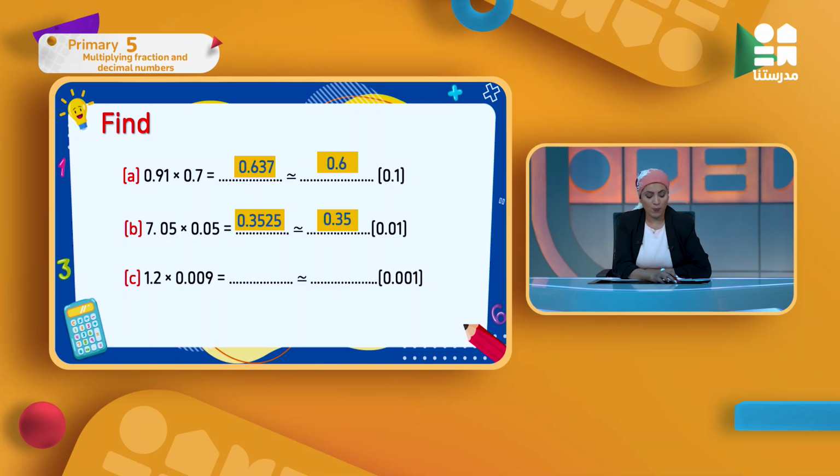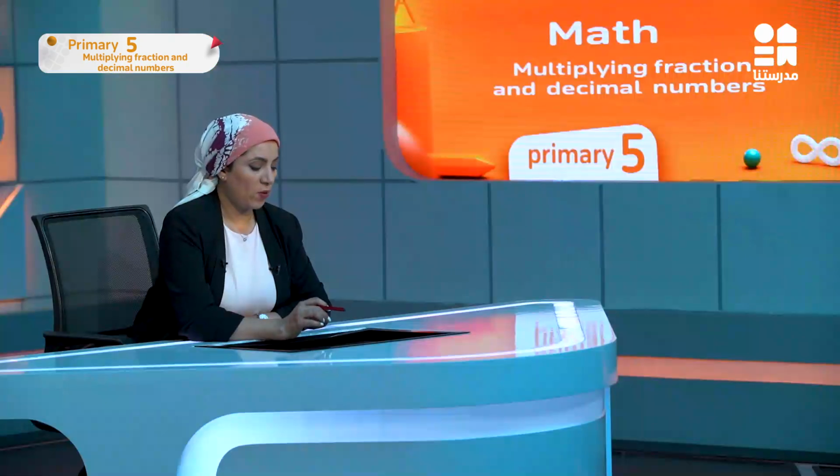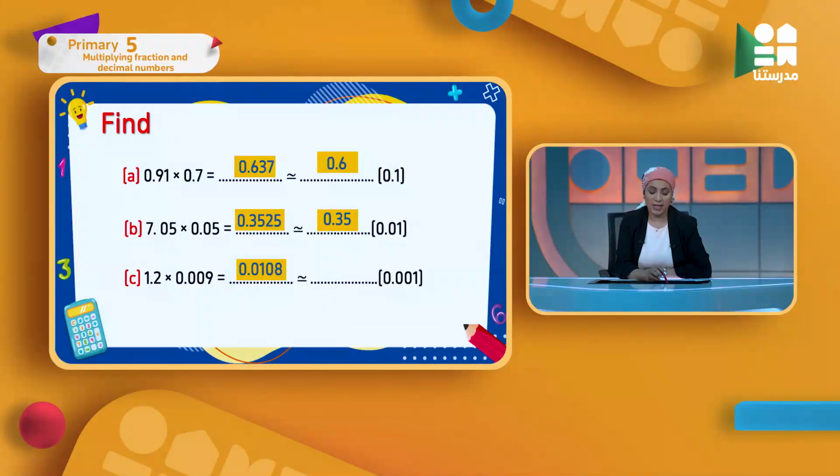Now let's move to another example, or the last one of this type. 1.2 times 0.009 equals what? Take away the decimal point, 12 times 9, and I have 4 decimal places. Then it will be 108. I will count 4 decimal places starting from the right hand side. So it will be 801.